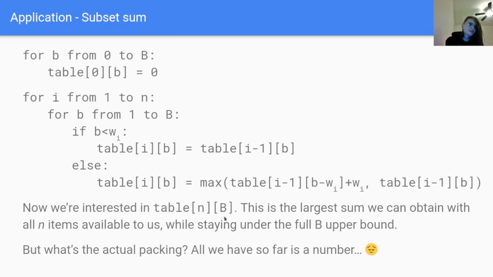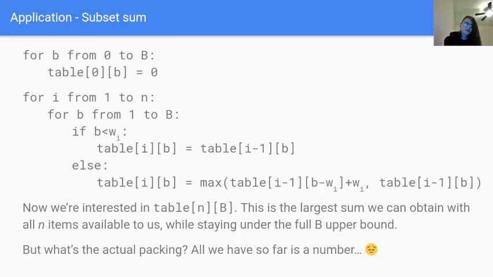This is the value for the largest sum that we can obtain with all n items staying under the full B upper bound, or exactly at it. But that only gives us a number, right? That tells us the largest subset sum we can get. But what are the actual items in our packing? That's a separate question, right?